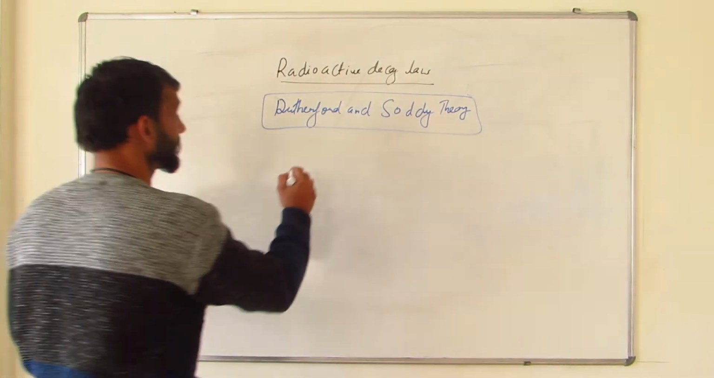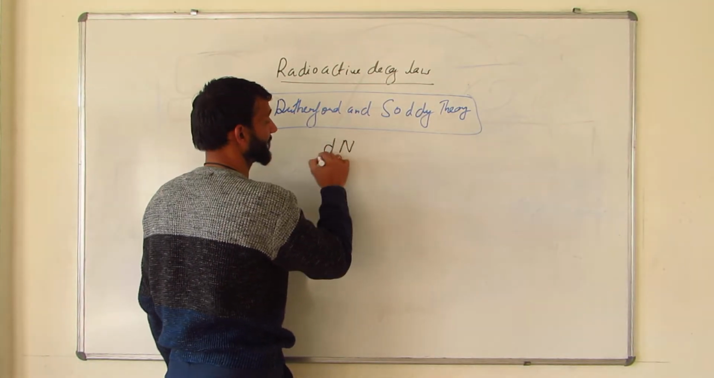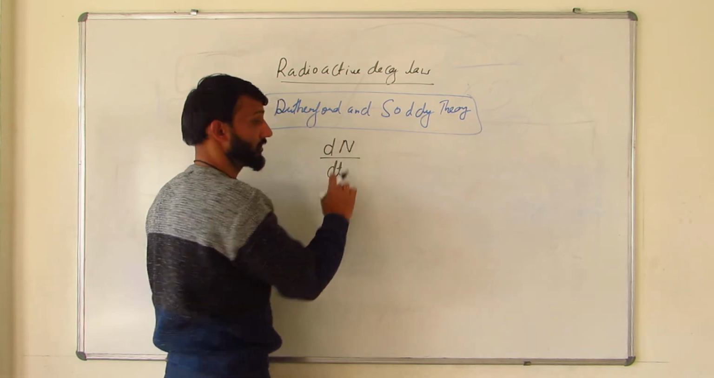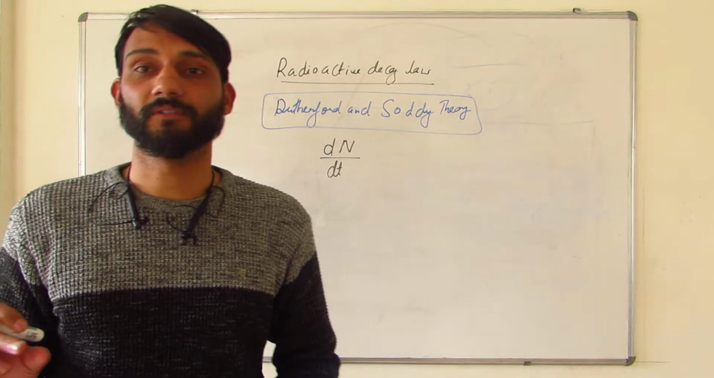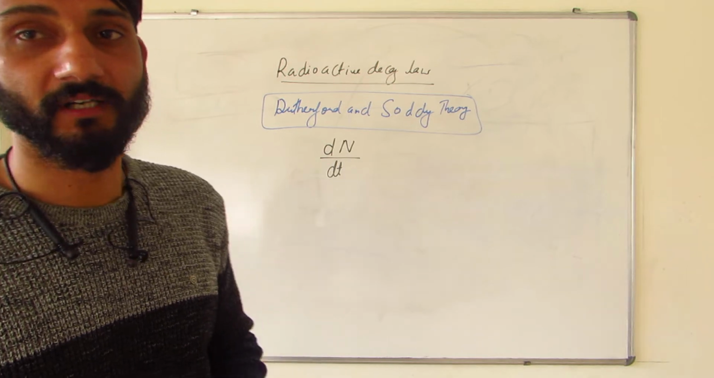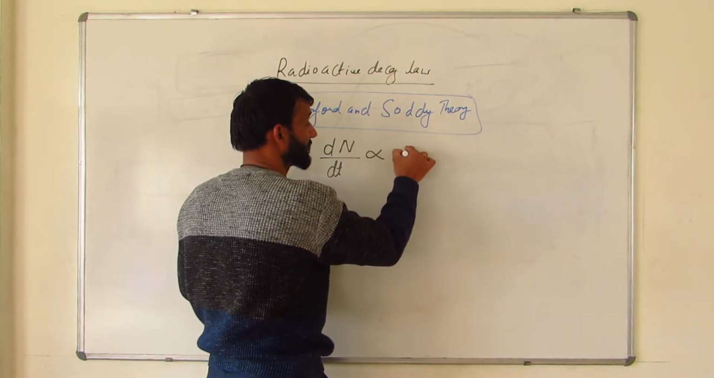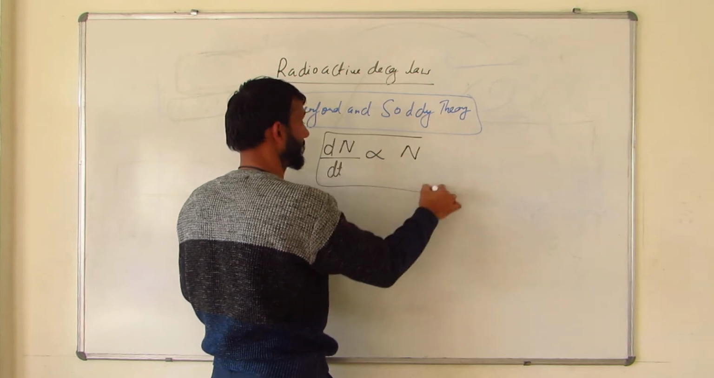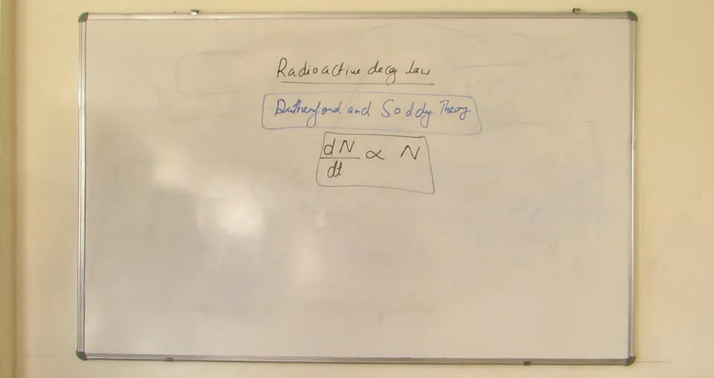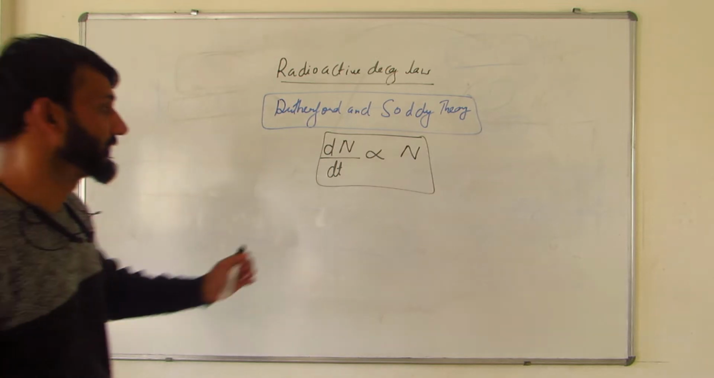So the rate of disintegration dN by dt, where N is the number of nuclei in the sample which we have, will be directly proportional to N. Now what is N? N is the number of remaining sample, right?